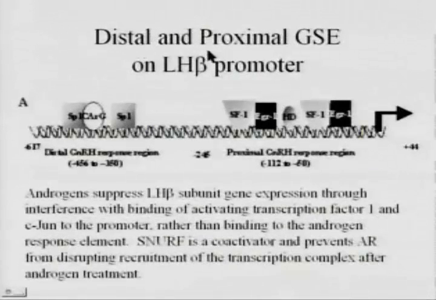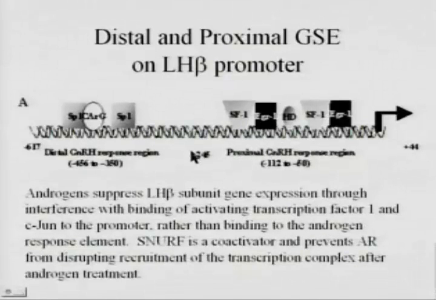So this is an image of the promoter region for LH beta, showing the distal and proximal GSEs. So here's the start site shown here, around plus 44, and we see that near to it there is the proximal GnRH response region. So a slight change from this GSE over a few years. And minus 112 to minus 60, so it's a little more specifically clarified at this time.